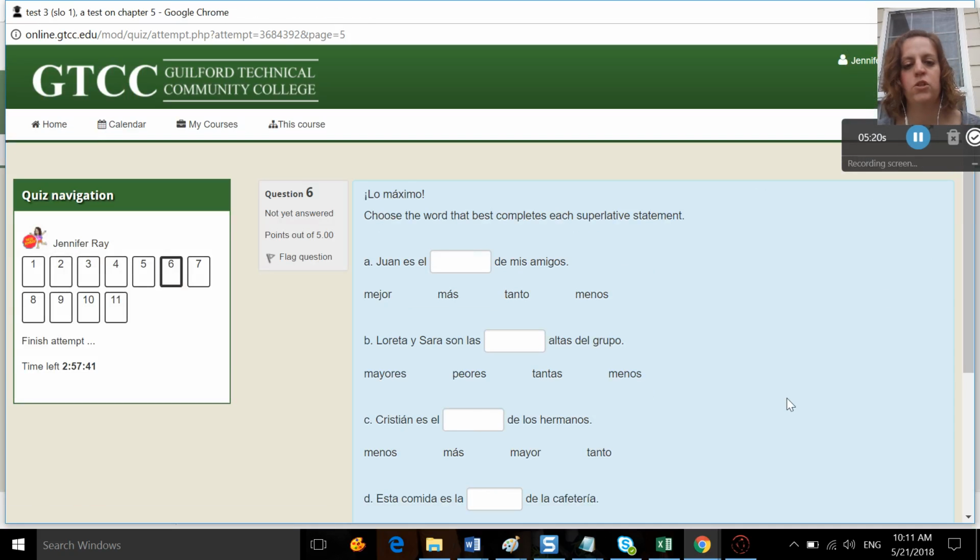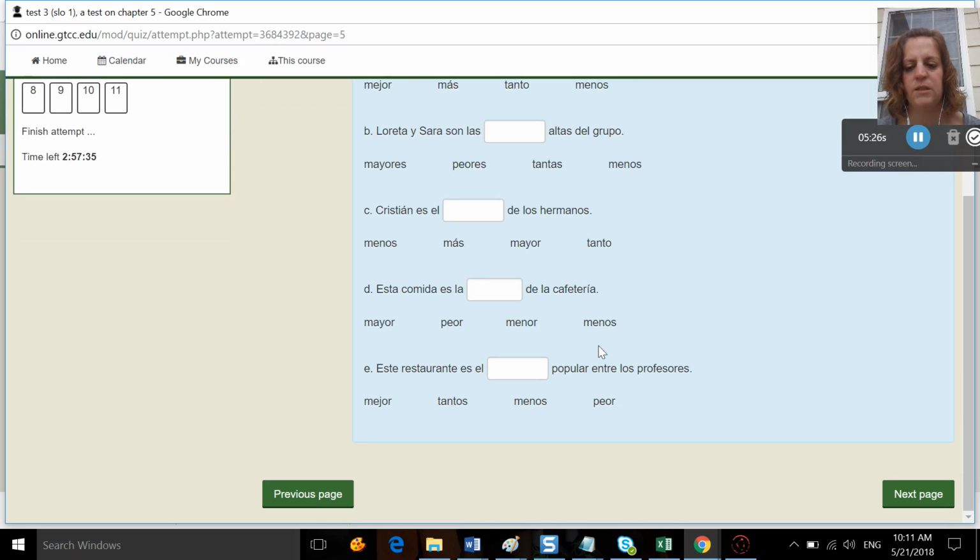Okay, here. Choose the word that best completes each superlative statement. So you're given choices, and you just need to pick which of those words best completes the statement.